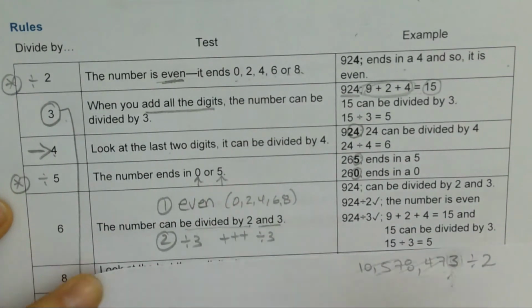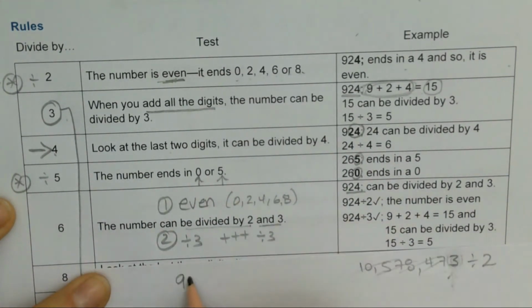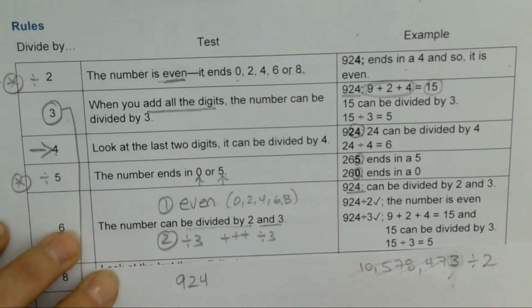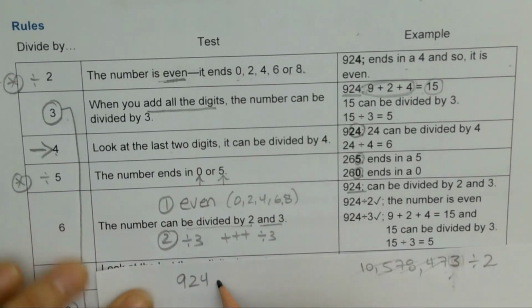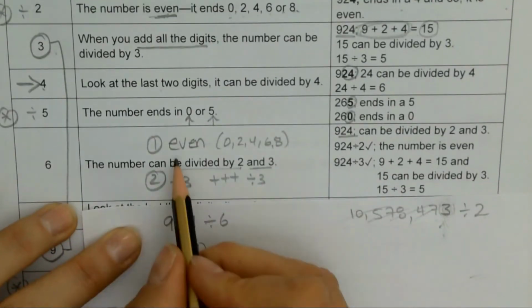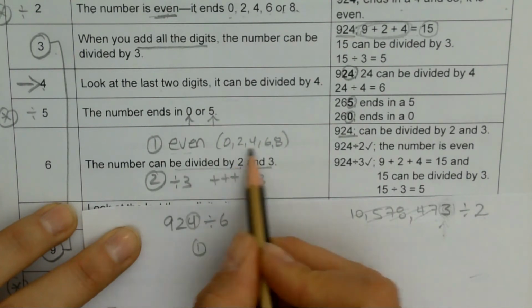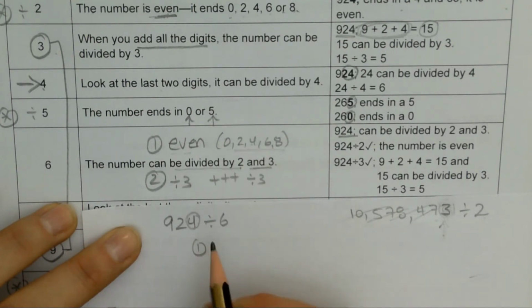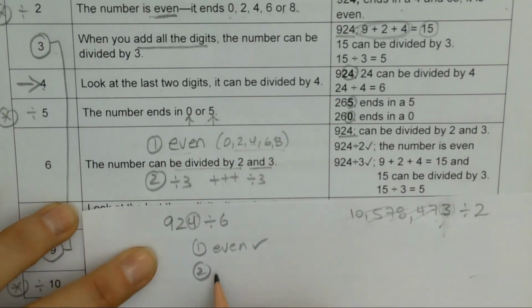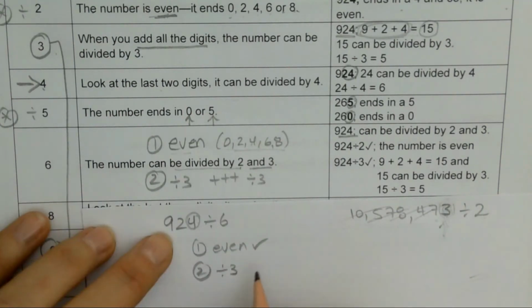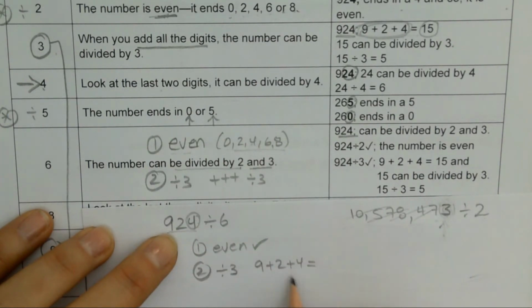If I have the number 924, is this divisible by 6? So step 1, I have to check, is it even? So I look at the last digit and I say, is that an even digit? Yes, 4 is even. So it's even. Step 2, is it divisible by 3? Well, let's add everything up. 9 plus 2 plus 4 equals 15.